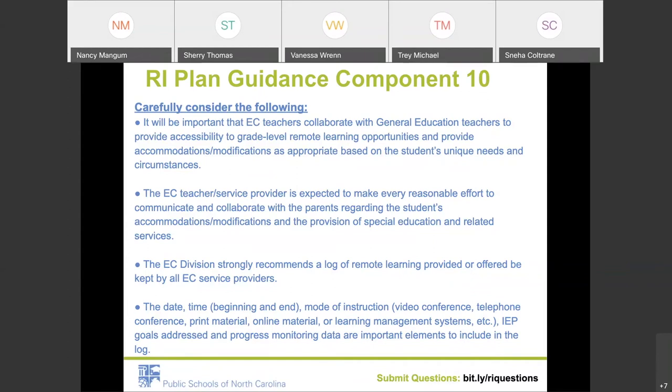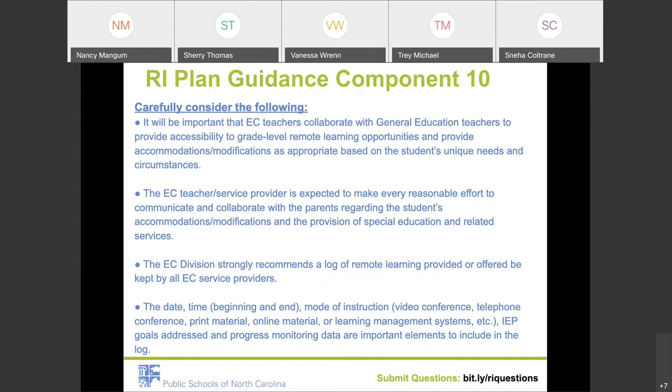It eventually worked out with most of them, but having that conversation ahead of time, that preparation, that planning. So almost planning with the parent like that special ed teacher plans with the general ed teacher is critical to making remote learning be successful and benefit to those students.